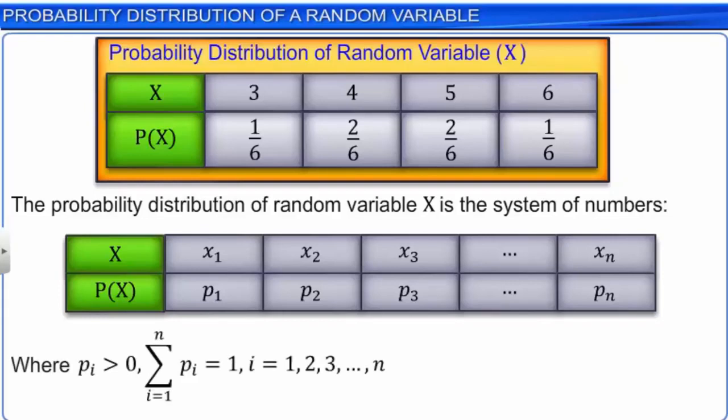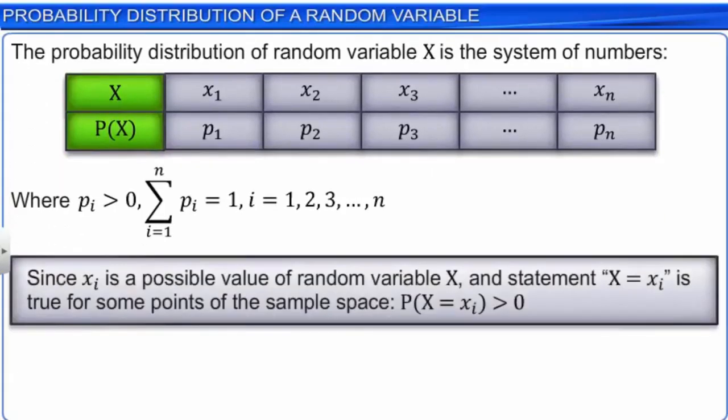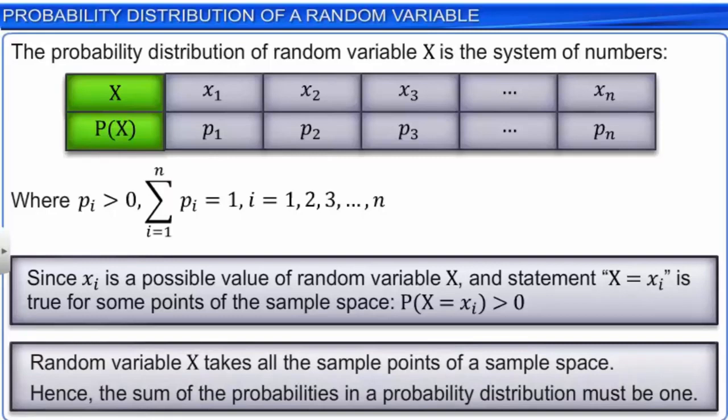Now, xi is a possible value of random variable x, and the statement random variable x is equal to xi is true for some points of the sample space. Hence, the probability that x can take the value xi is always greater than 0. Also, x takes all sample points of a sample space, and hence the sum of all the probabilities is equal to the probability of the sample space, which is equal to 1. Hence, the sum of the probabilities in a probability distribution must be 1.